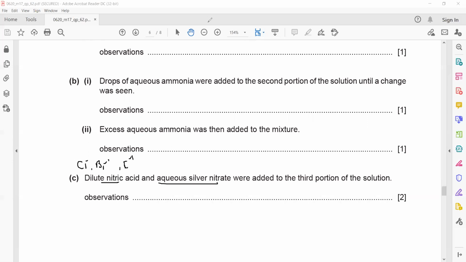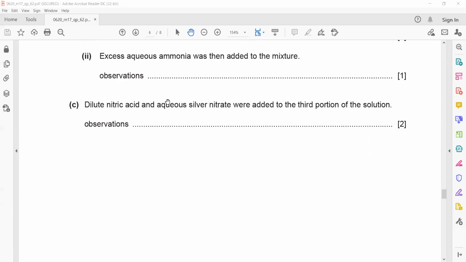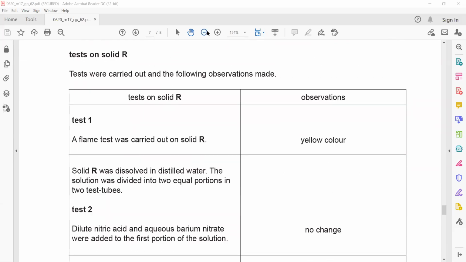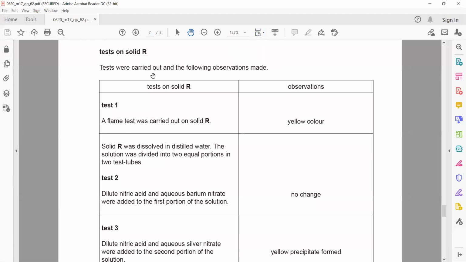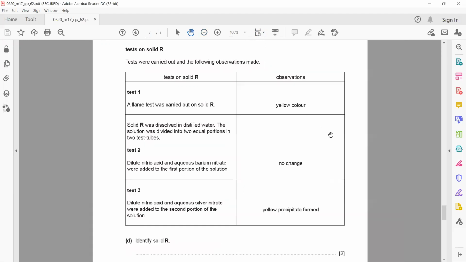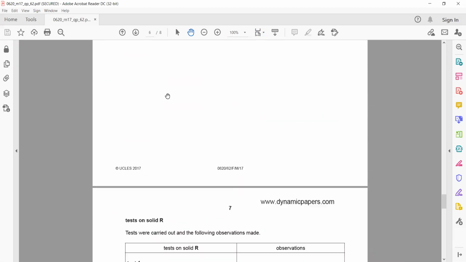Tests on solid R. Tests were carried out and the following observations were made. A flame test on R did not give any information, so we have to work out what R is. The first one is a test for halide ion. Dilute nitric acid and silver nitrate is a test because if there is a chloride ion, silver will react with chloride ion and form silver chloride, which is white in color, a white PPT.